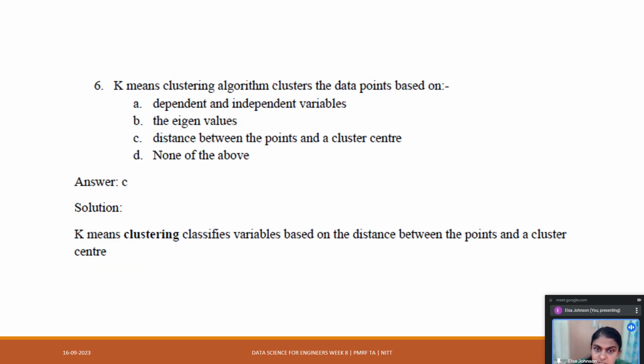Now, the k-means clustering algorithm clusters the data points based on, okay, the answer is given there, the distance between the point and a cluster center. So k-means clustering classifies points based on the distance between the point and a cluster center. So first, if your k is 3, then 3 cluster centers will be there, and then you will be finding the distances between the points and those clusters, and finally reaching the final number of clusters. Okay.